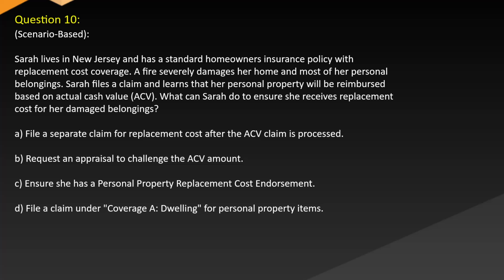Question 10, scenario-based. Sarah lives in New Jersey and has a standard homeowner's insurance policy with replacement cost coverage. A fire severely damages her home and most of her personal belongings. Sarah files a claim and learns that her personal property will be reimbursed based on actual cash value. What can Sarah do to ensure she receives replacement cost for her damaged belongings? A, file a separate claim for replacement cost after the ACV claim is processed. B, request an appraisal to challenge the ACV amount. C, ensure she has a personal property replacement cost endorsement. D, file a claim under coverage A, dwelling, for personal property items.